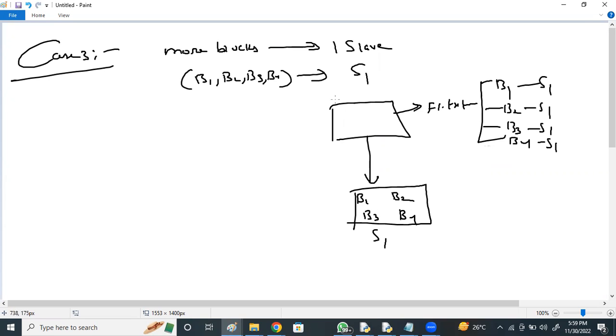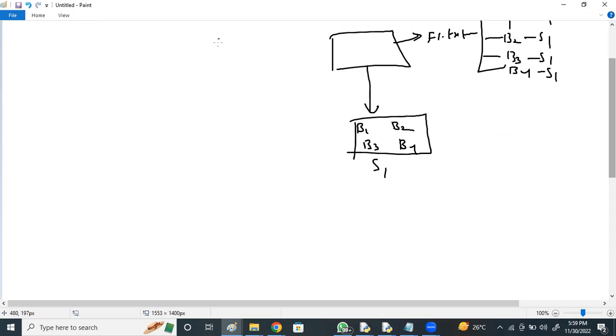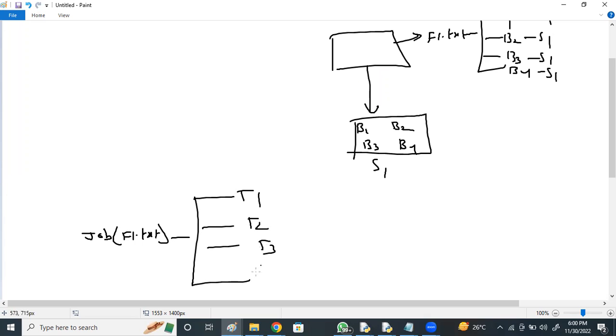Okay, B1, B2, B3, B4, S1. Now observe that. Here, your job is to process f1.txt. 4 blocks means 4 tasks: T1, T2, T3, T4. T1 is for executing B1, T2 for B2, T3 for executing B3, T4 for B4.